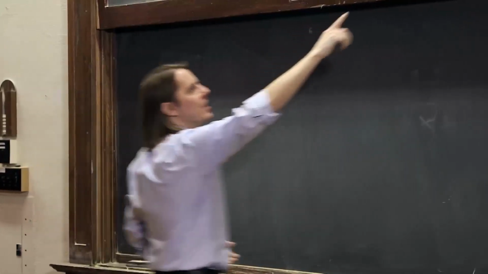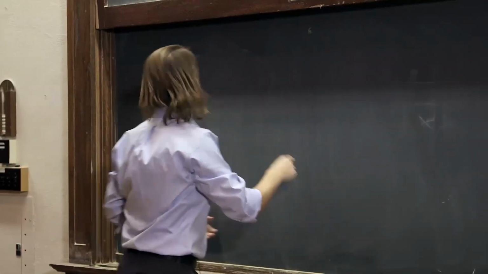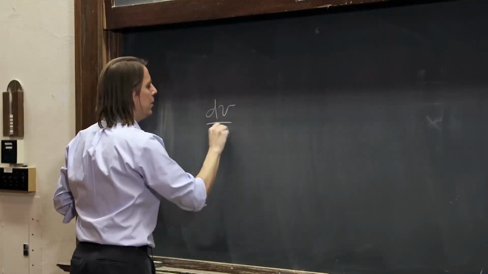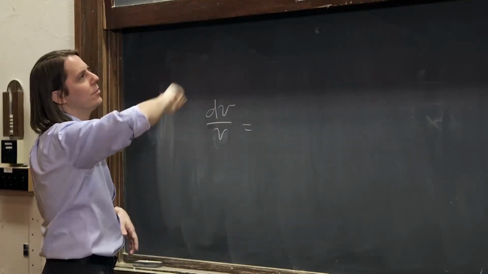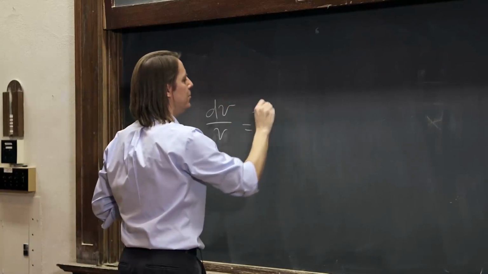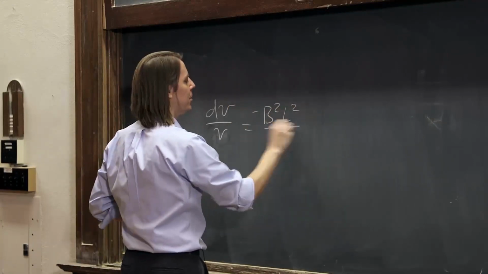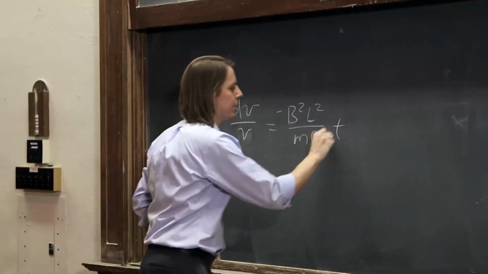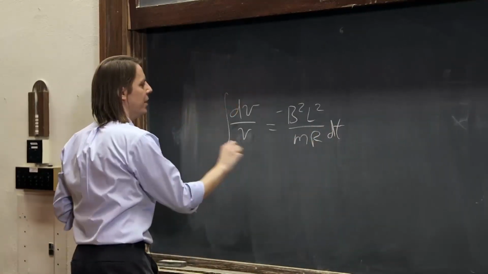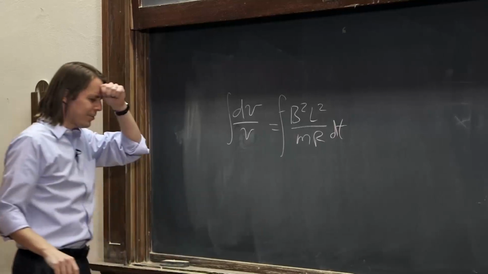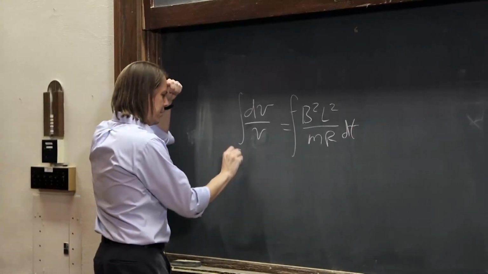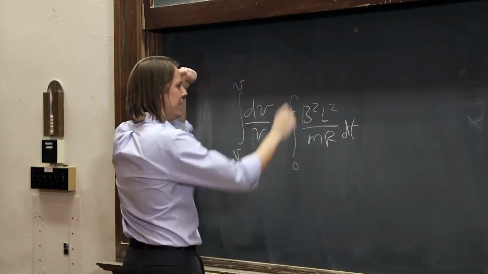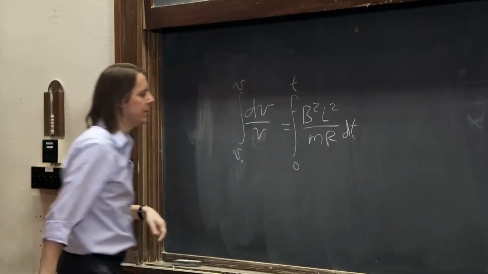So all you got to do in this case is get the v's on one side and the t's on the other. So you say dv over v, brought that v under, take the t to the other side, minus B squared L squared over mR dt. Right? And now integrate both sides. And you got to think about your problem. We're trying to go from v naught to some v at time t, and v naught happened at 0, and we're trying to get the v at some time t.